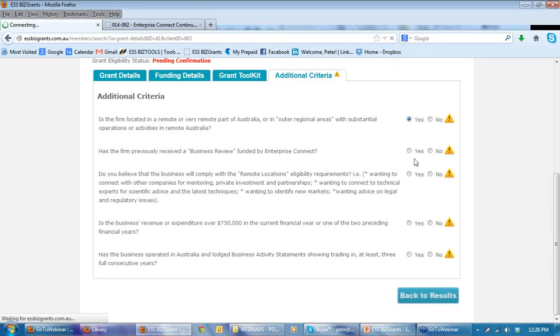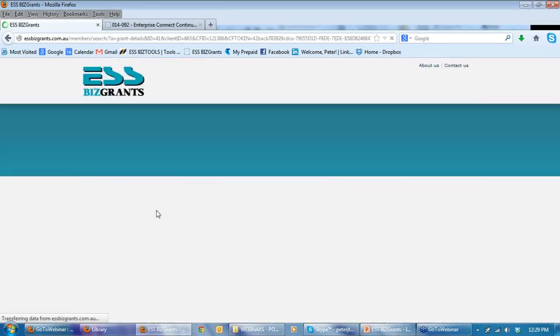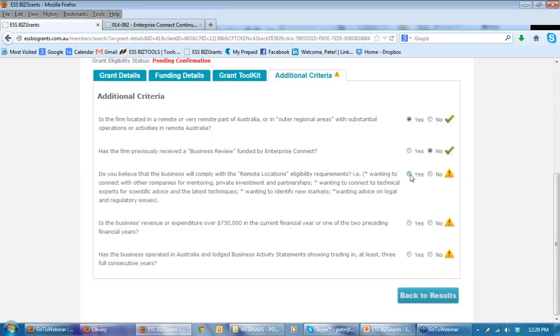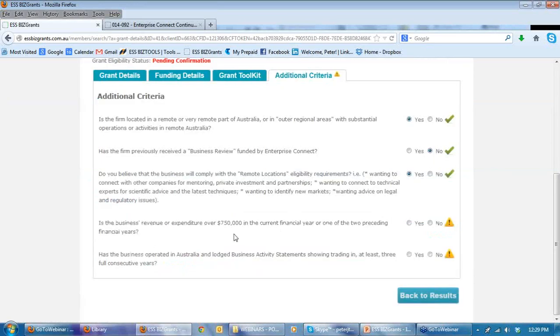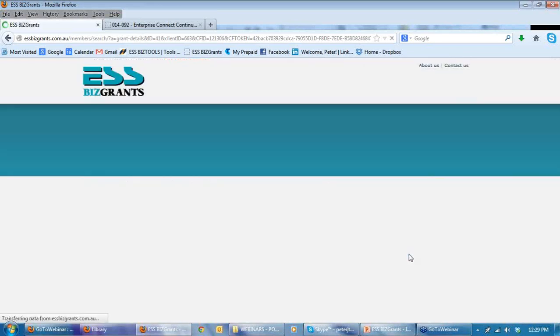Has the firm previously received a fund grant? We'll say no, they haven't received one. Do you believe the business will comply with the remote location? Yes, because we are servicing clients in those areas. Is the expenditure over $750,000 or the turnover over $750,000? We say yes. And has the business been operating for at least 3 years? Because that's one of the Enterprise Connect requirements. We answer yes to that.